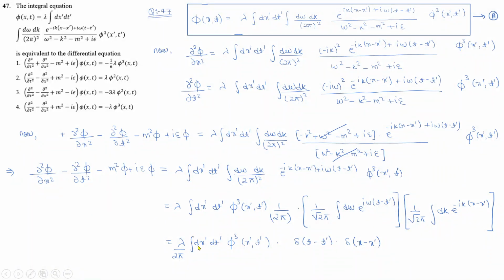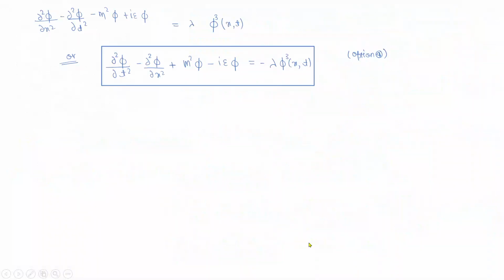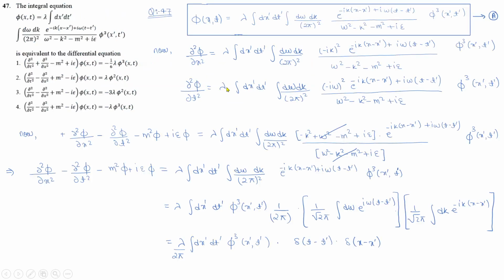So now what we have is dx prime, dt prime and this function again, and then two Dirac delta functions. So we will use the property of the Dirac delta function, that whenever we do an integration of a Dirac delta function multiplied with some other function, the value of the integration will be just like here: in place of x prime you replace with x, and in place of t prime you replace with t. So we will do the same and we will get lambda and phi cube, as a function of x and t. So this is matching with option number 4.